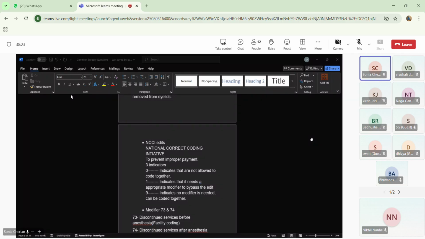So this is what the NCCI edit is for, to prevent improper payment. If you don't follow the NCCI edit while coding, it can lead to errors and blunders. The claim you are processing won't go as a clean claim. It will bounce and come back after denials. To prevent all these things, we need to follow the NCCI edit. You're clear, Teju? Yes, ma'am.